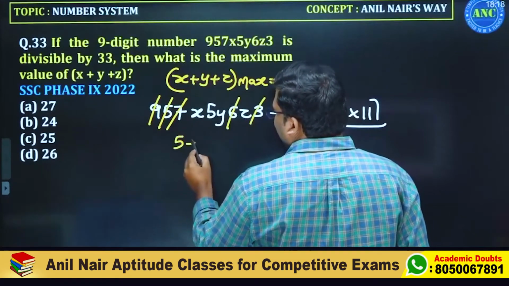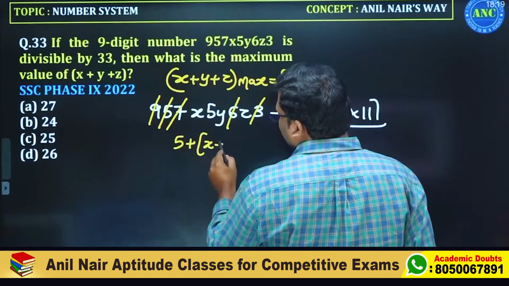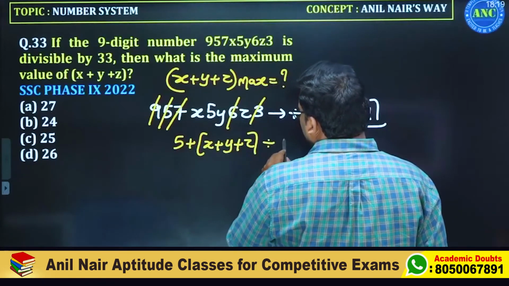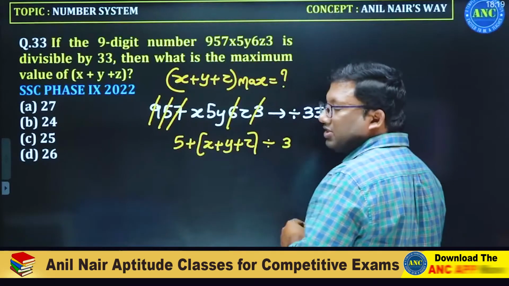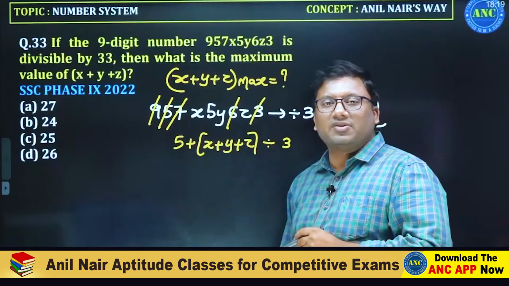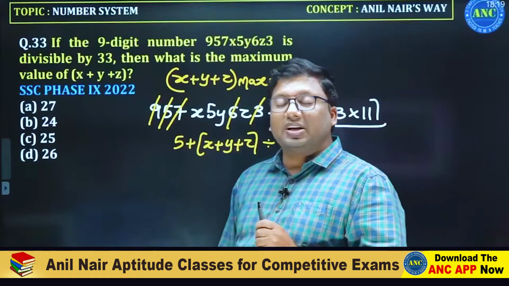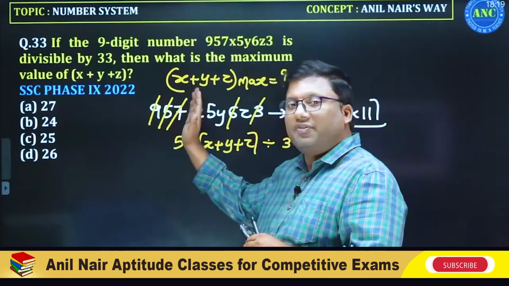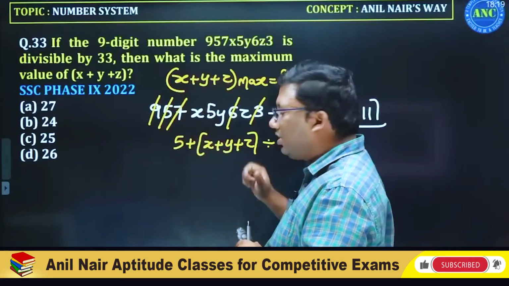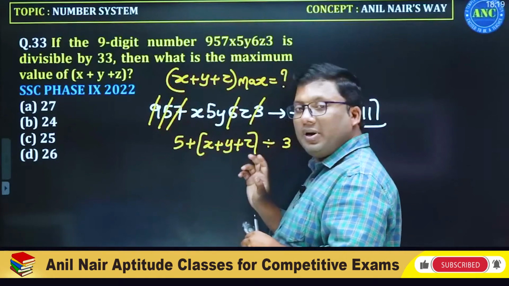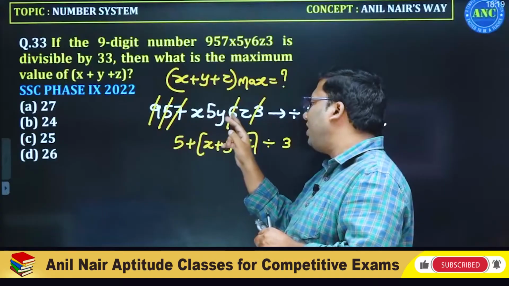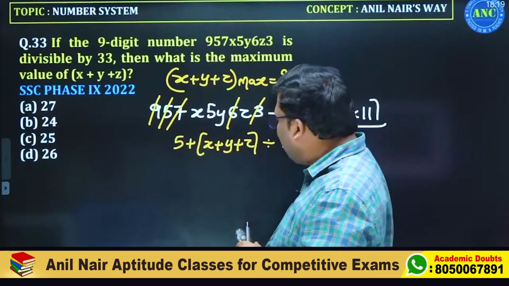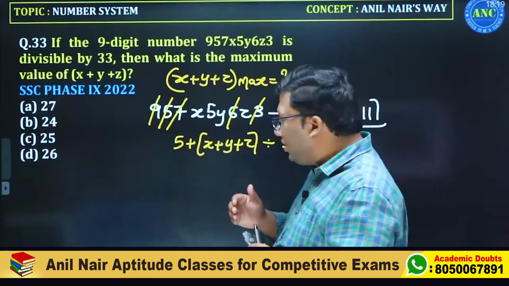That means 5 plus x plus y plus z should be divisible by 3. What is the divisibility rule of 3? The sum of the digits should be divisible by 3. 9 5 7 is completely out. 6 3 is completely out. So 5 plus x plus y plus z is divisible by 3.